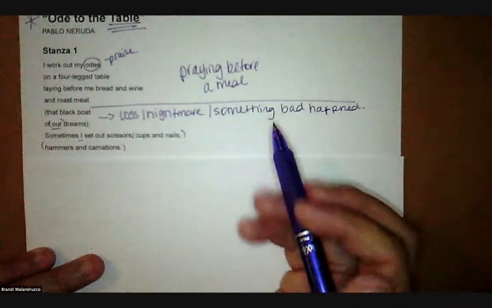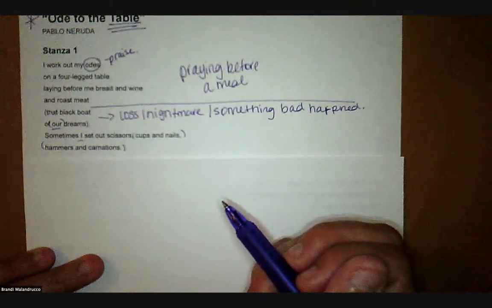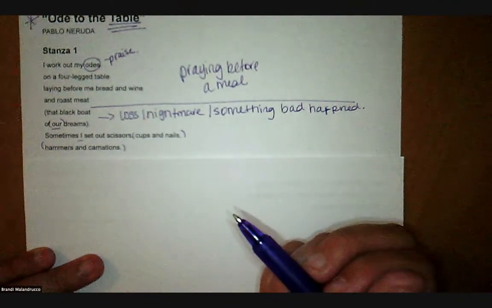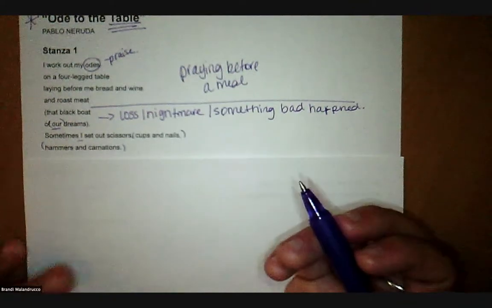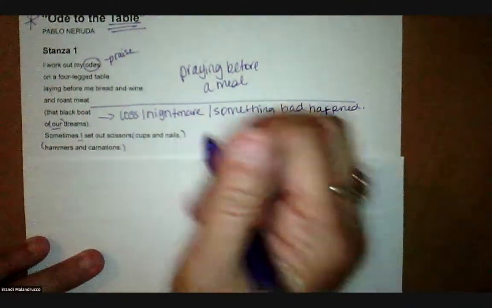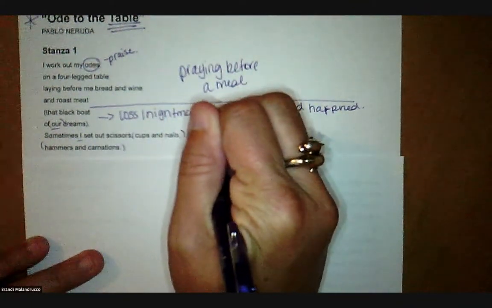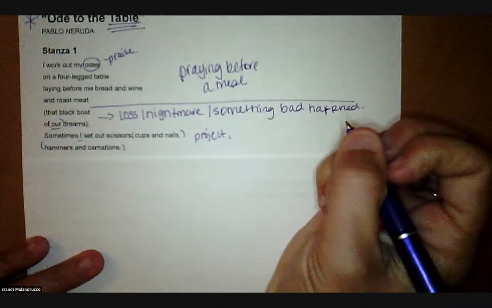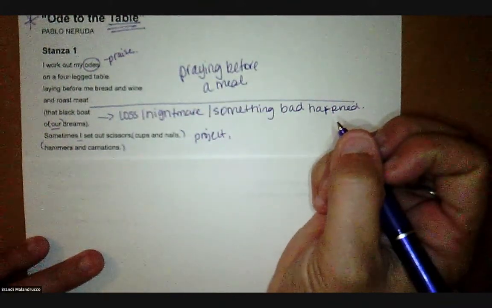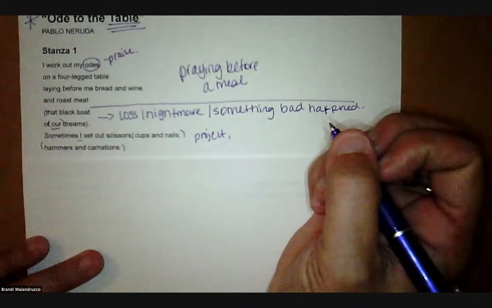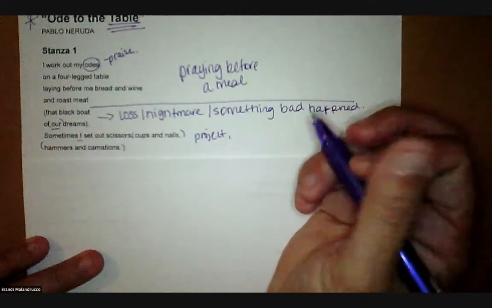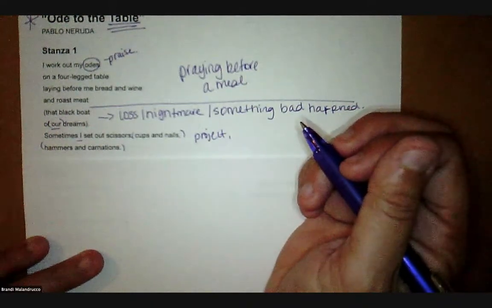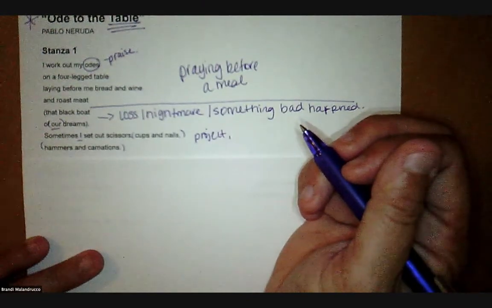All right, and then sometimes I set out scissors, cups, and nails. Honestly, the first thing I think about is all the stuff that you could possibly use the table for. So scissors, I think of little projects. My son has an animal project that we're going to have to do here soon, and I'm going to have scissors and glue and tape and papers and all kinds of things on my dining room table, as we work out his animal project.